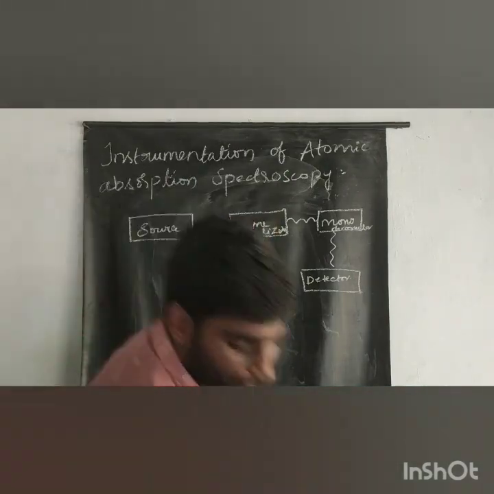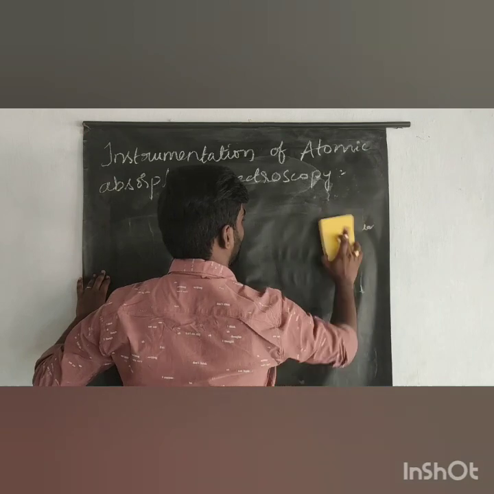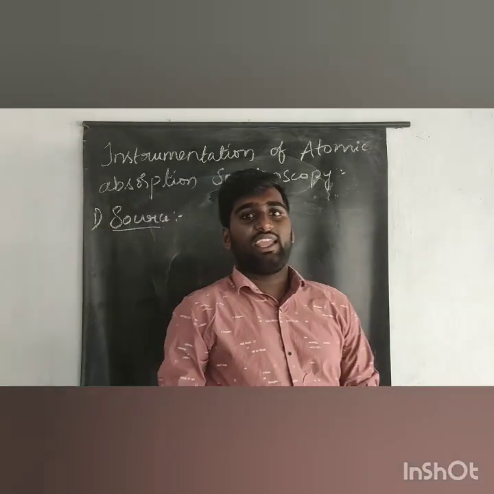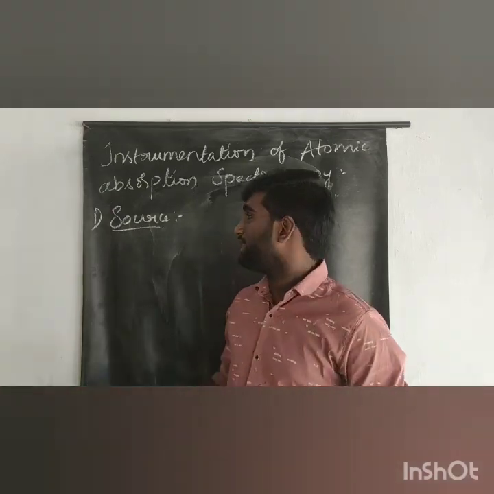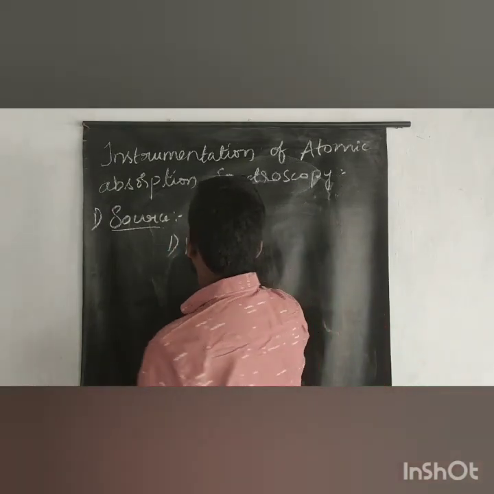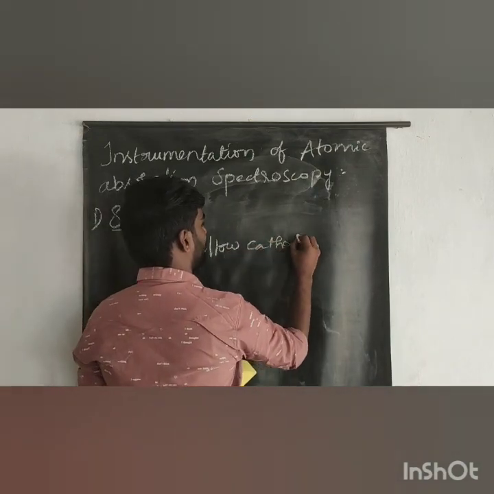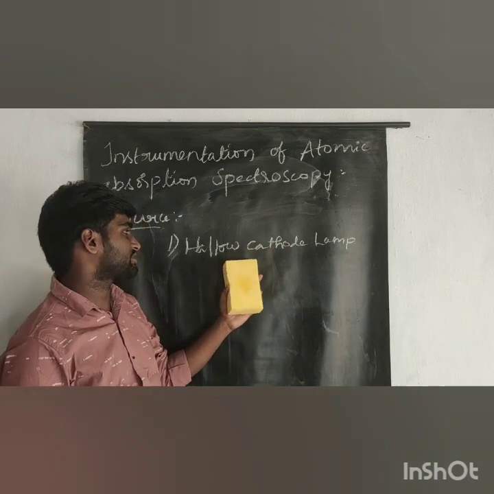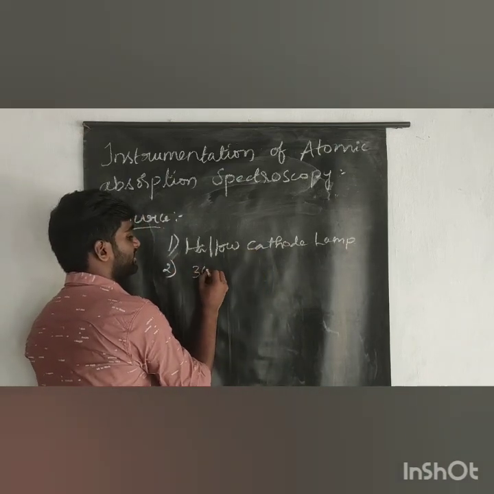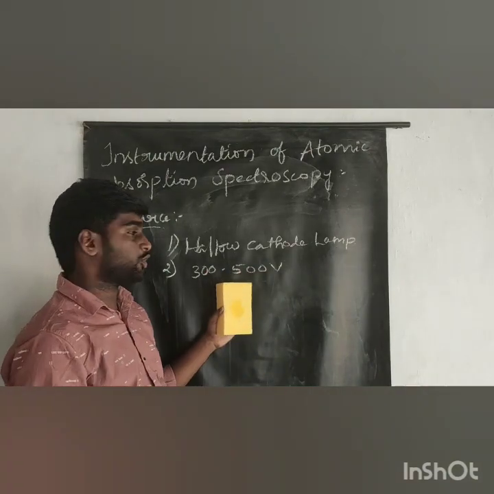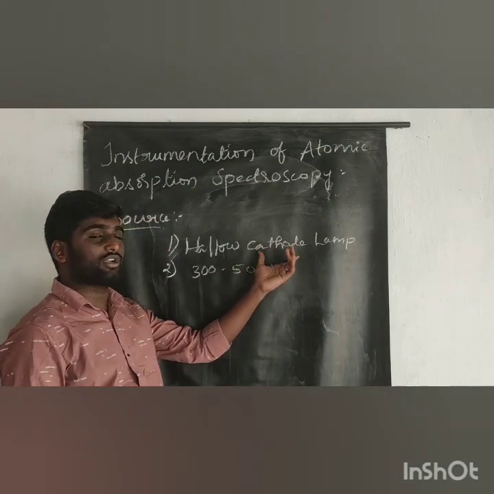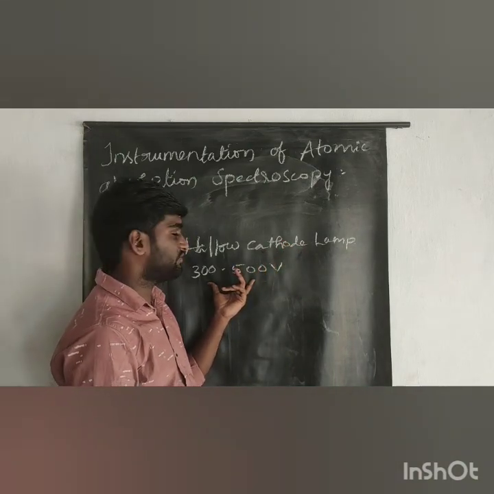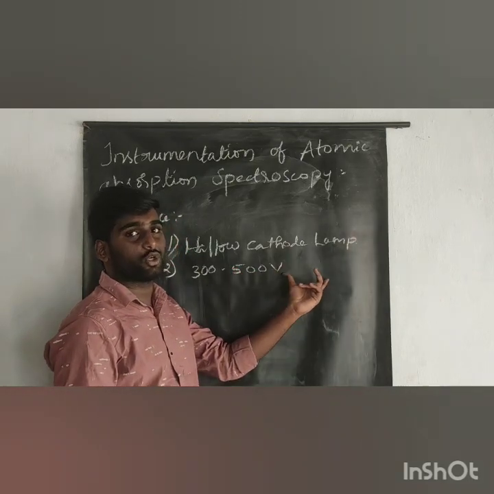First one, source. In flame atomic absorption spectroscopy, we use the hollow cathode lamp as the source. In atomic absorption spectroscopy the hollow cathode lamp is used as a radiation source, and a high voltage of 300 to 500 volts is applied across the anode and cathode.